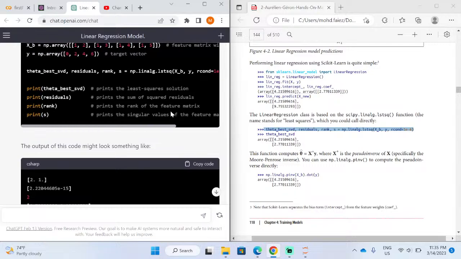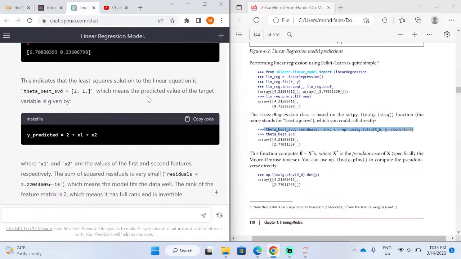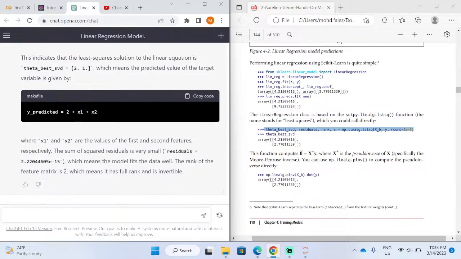Print the singular values of the feature matrix. The solution to the linear equation is theta_best_svd, which means that the predicted target value is given by the equation in terms of x1 and x2, the values of the first and second features respectively. The sum of squares is very small, so the model fits the data very well. The rank of the feature matrix is 2, which means it has full rank and it is invertible.